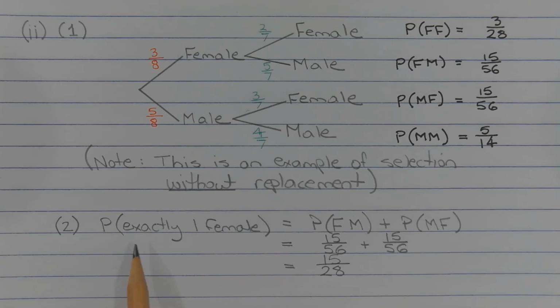So the probability that exactly 1 female is chosen is equal to the probability that a female is chosen then a male is chosen, plus the probability that a male is chosen then a female is chosen. So that's these two outcomes. That's equal to 15 out of 56 plus 15 out of 56, which equals 15 out of 28.